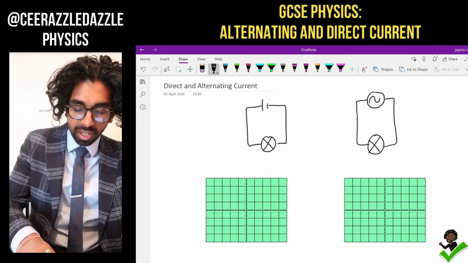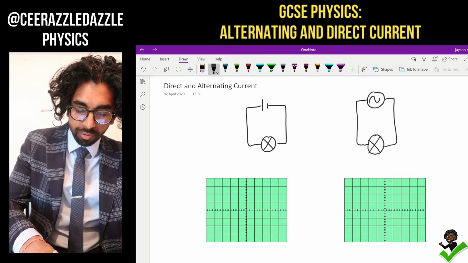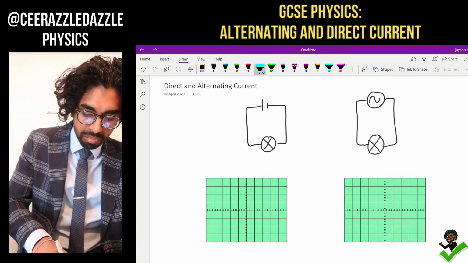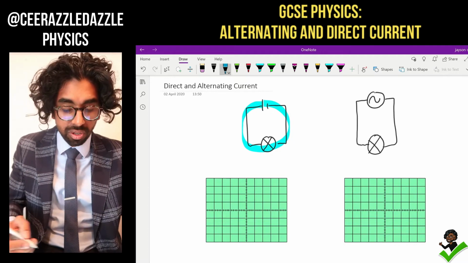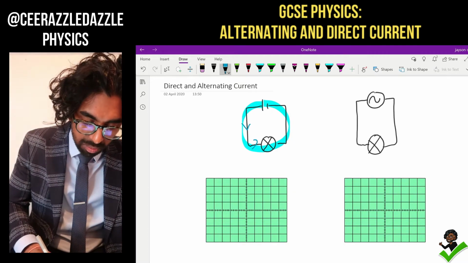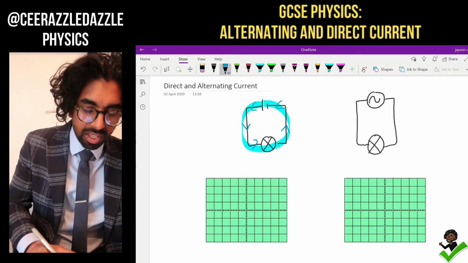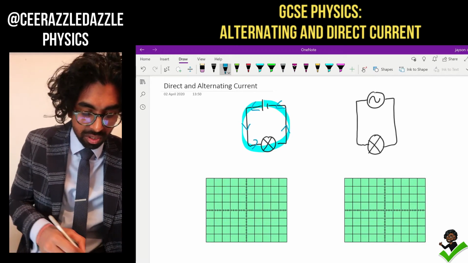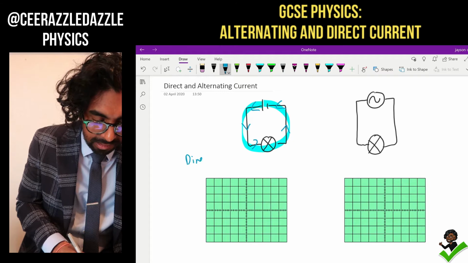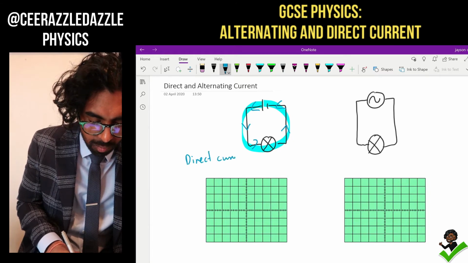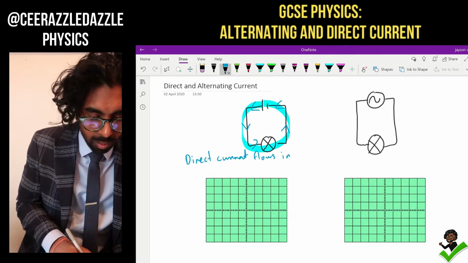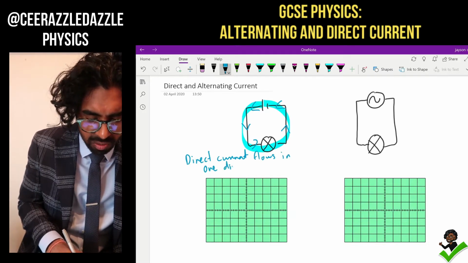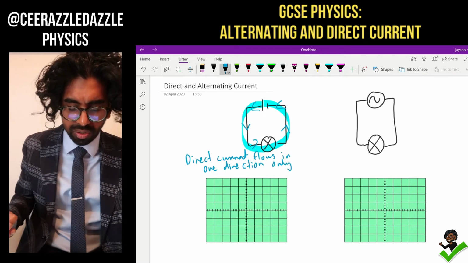Right now we can see that the current will always flow from one direction, the positive terminal, all the way around here. Does it change in direction? No, so it's always going in the same direction, all the way around. This is called direct current. So direct current flows in one direction only. So it never swaps direction.